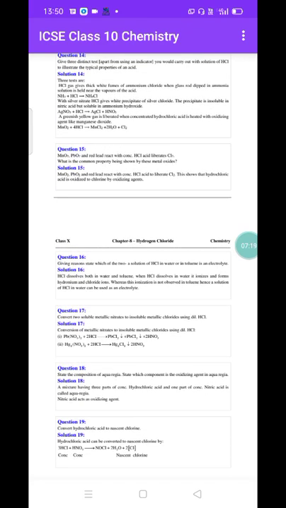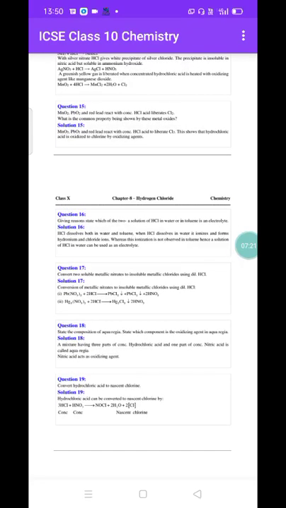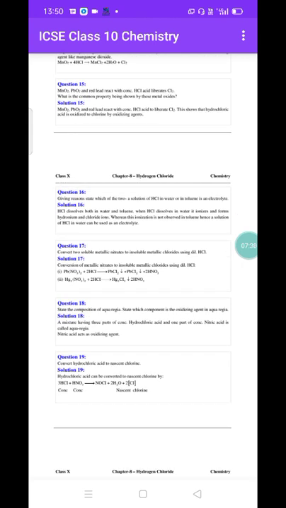Next we have MnO2 and PbO2 reacting with HCl to give Cl2. What is the common property here? The common property is that HCl is getting oxidized, in turn reducing the oxidizing agents present here. So these are the questions.